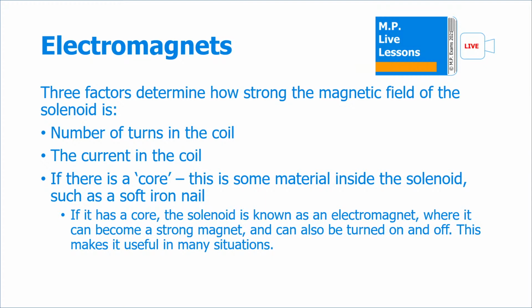So with a core, the solenoid is actually known as an electromagnet, so it becomes a strong magnet and it can be turned on and off. This is quite useful. Now, you'll need to know why it has to be soft iron.